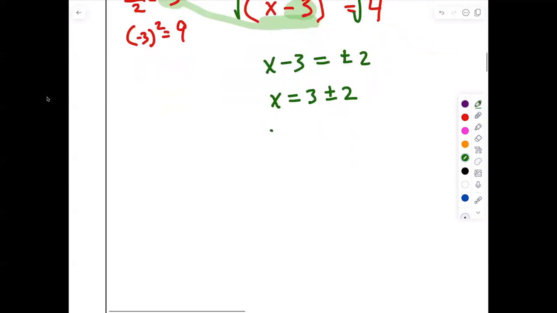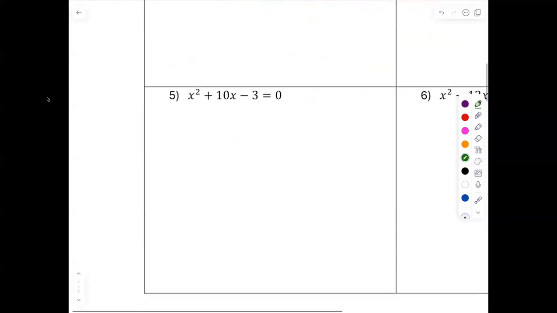So underneath that, x equals, what's 3 plus 2? 5. Or x equals, what's 3 minus 2? 1. There we have it. 5 or 1. Anybody have any questions? All right, let's let the fun continue.